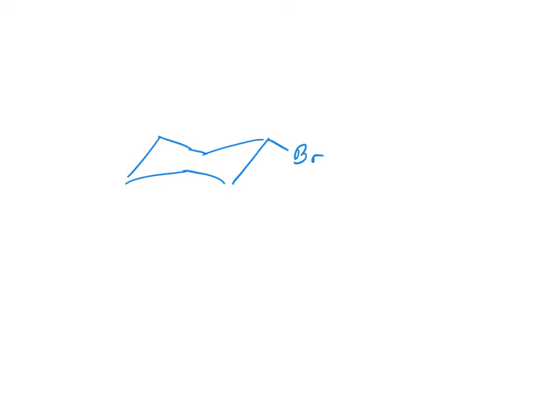So let's say we have this chair, and the question says, what atoms are going to interact with this bromine in a 1,3 diaxial interaction? So right now the bromine's in what position? Equatorial. So to figure out what's going to interact with it in a diaxial interaction, we need to do what? We need to do the ring flip.